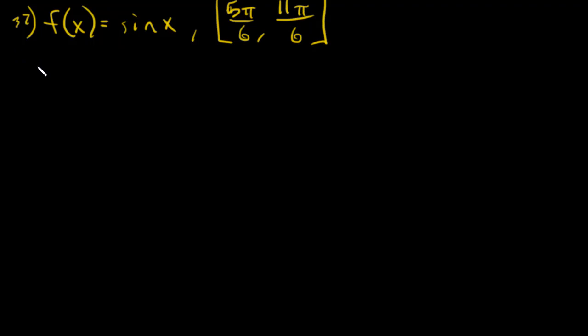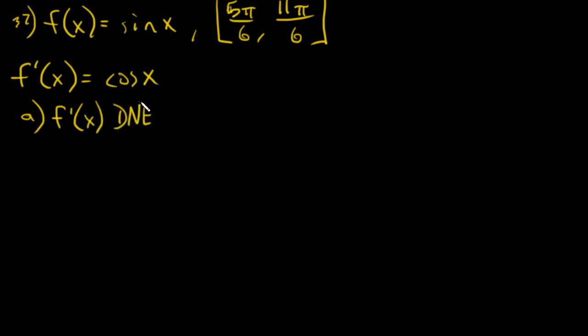Okay, so first things first, find the derivative. F prime of x is, what's the derivative of sine x? Cosine x. Alrighty. So now, for the critical numbers, part A, are there any places where f prime of x does not exist? No, there are no discontinuities with cosine. That is 100% continuous. Part B, where does the derivative equal 0? Well, where is cosine of x 0?